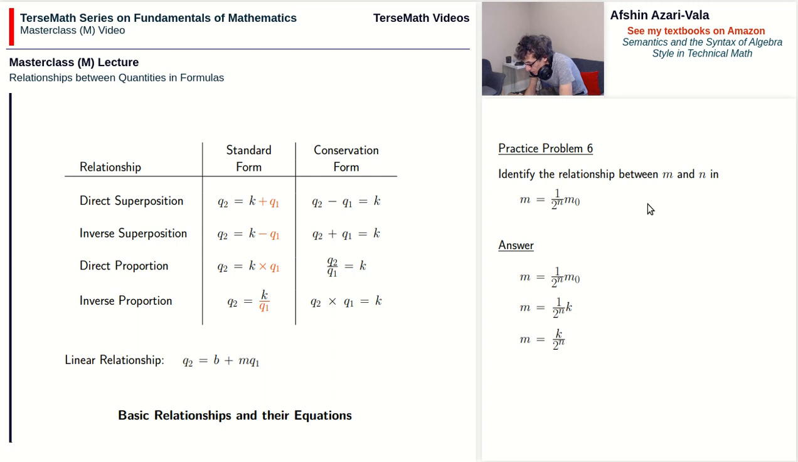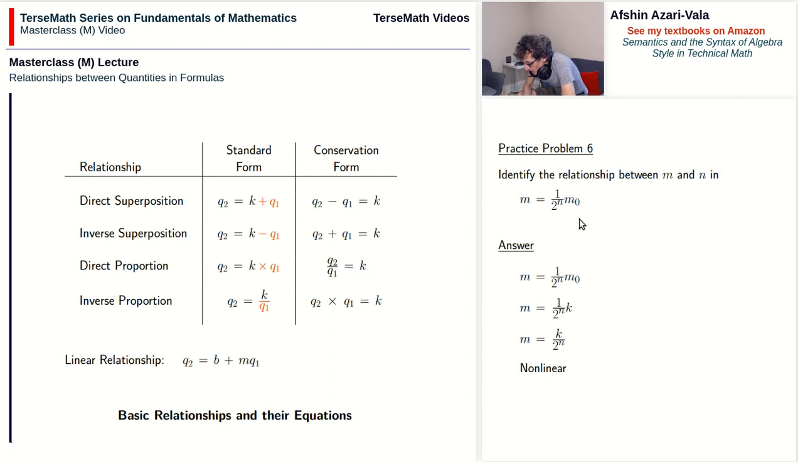Now this may deceptively look like the equation for inverse proportion, but it's not, because you're not dividing by n. You're not dividing by q1. q1 is n in this case. And these equations would have been the same if you had k over n, but you don't. This is not inverse proportion. In fact, it's none of the equations that we have in the chart over here, and it's not linear either. This equation, the relationship between m and n, is nonlinear.